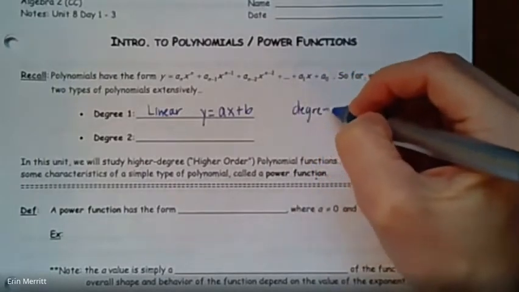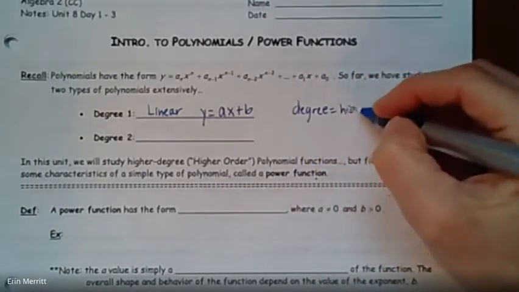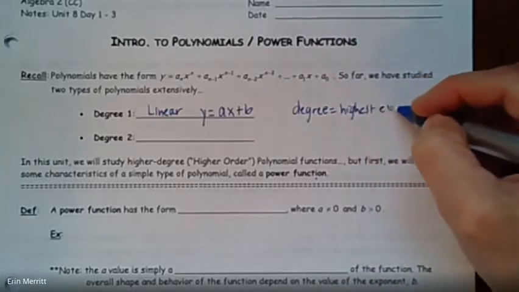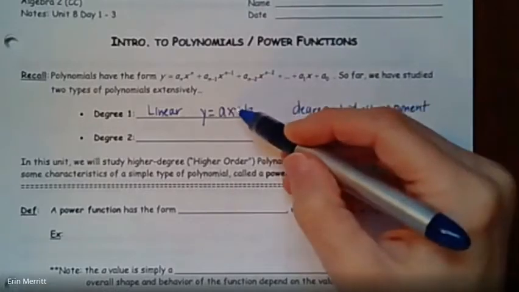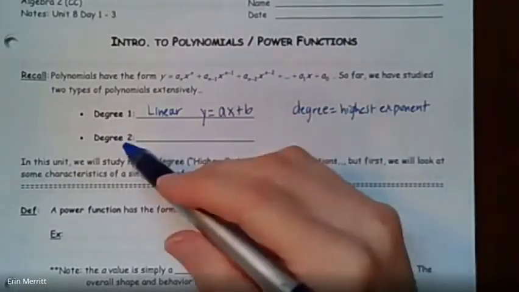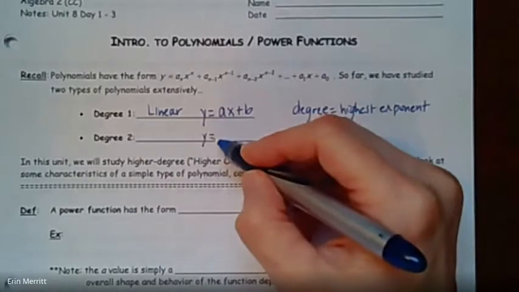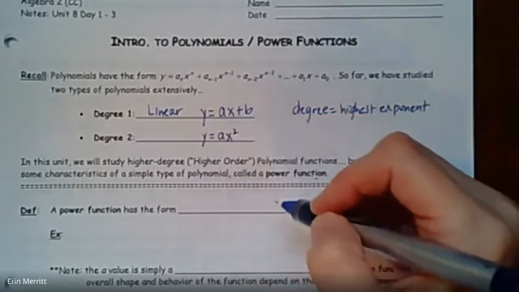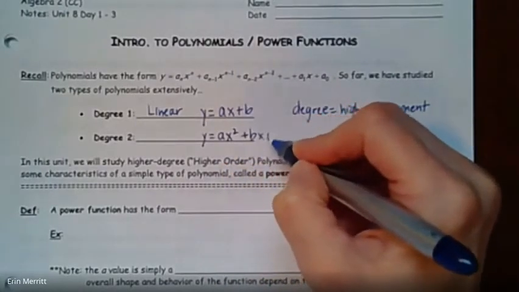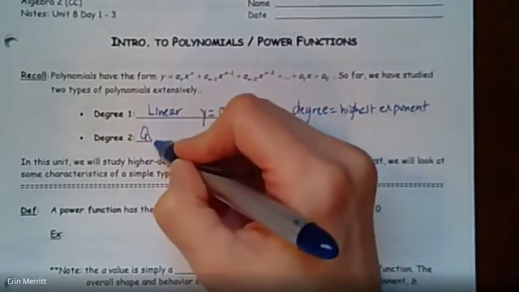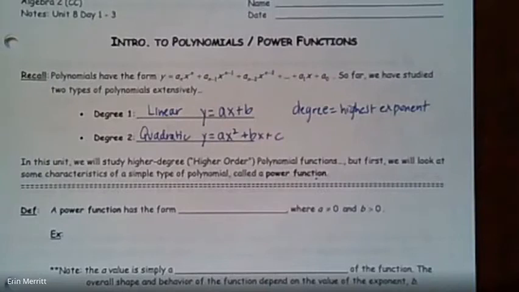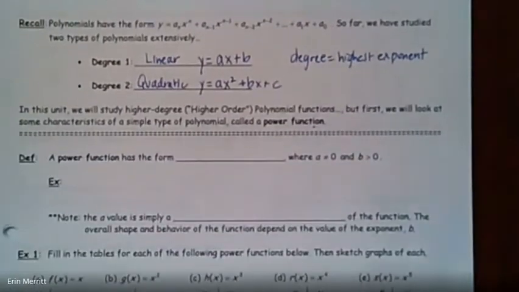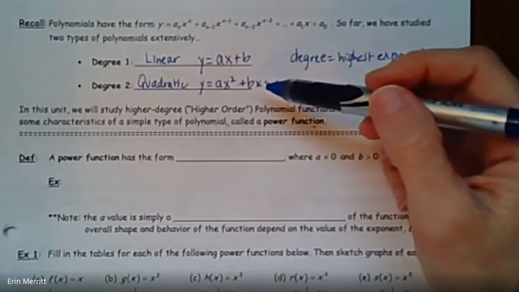Degree is talking about the highest exponent. So in a linear function, the highest exponent is 1, which is why it's a degree of 1. So degree of 2, the highest exponent would then be a 2. So like ax squared plus bx plus c, and that's a quadratic function, which we just spent a ton of time talking about. We're going to talk about what happens when the exponents go higher than that.